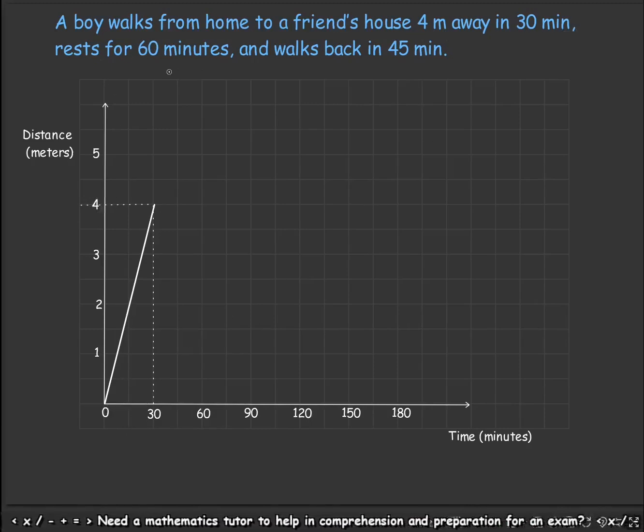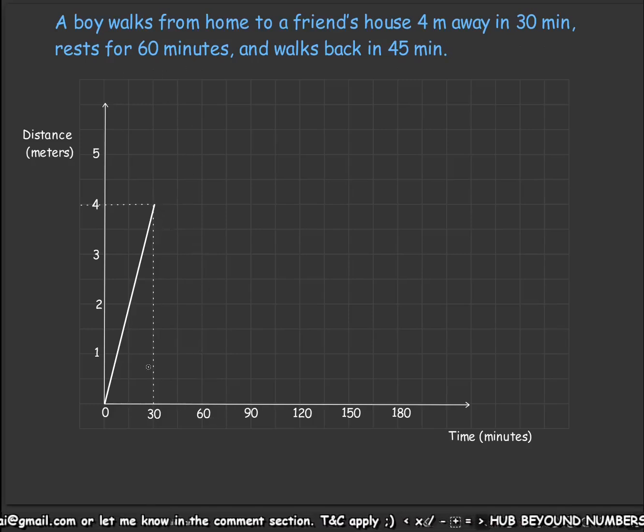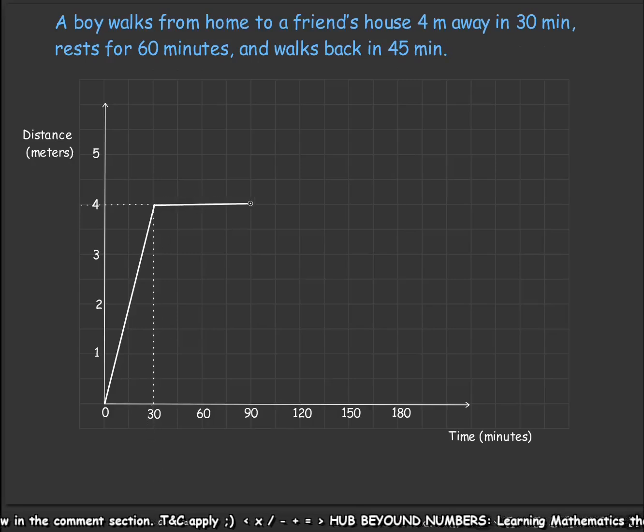Now he rests for 60 minutes. We don't know what he's actually doing, but we are being told that he rests for 60 minutes. So at this point, there is no distance increasing or decreasing, it's just a rest. You see? So we said that our horizontal line represents the rest. Now, per our scale on the time axis, we have what? 30-minute intervals. So if you rest for 60 minutes, then from our initial 30 plus another 30 would be what? Our 60 minutes.